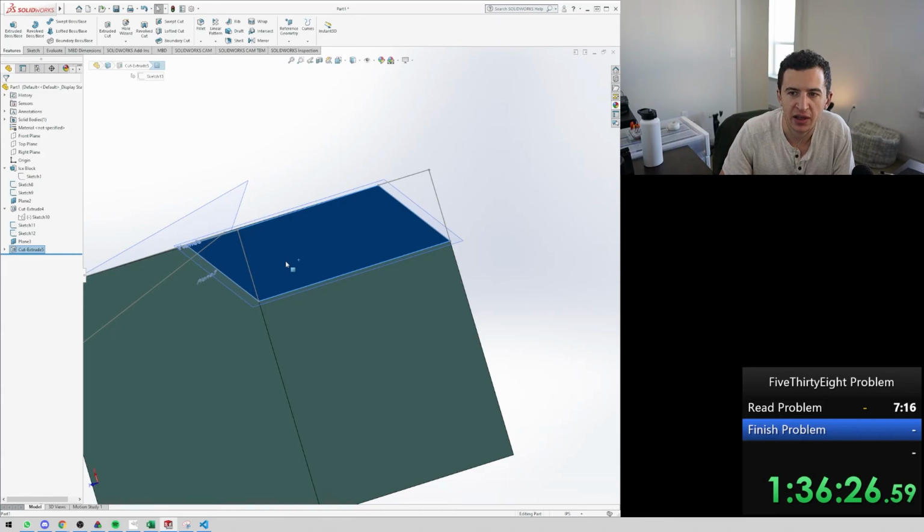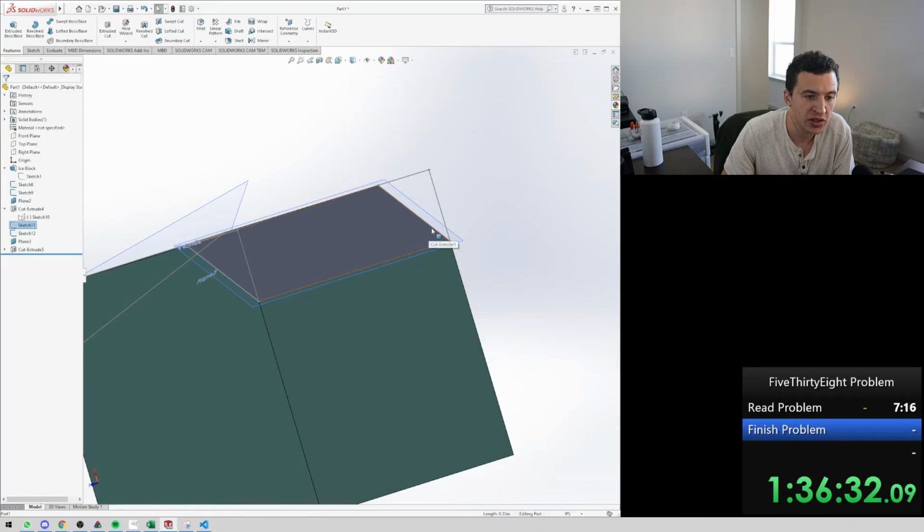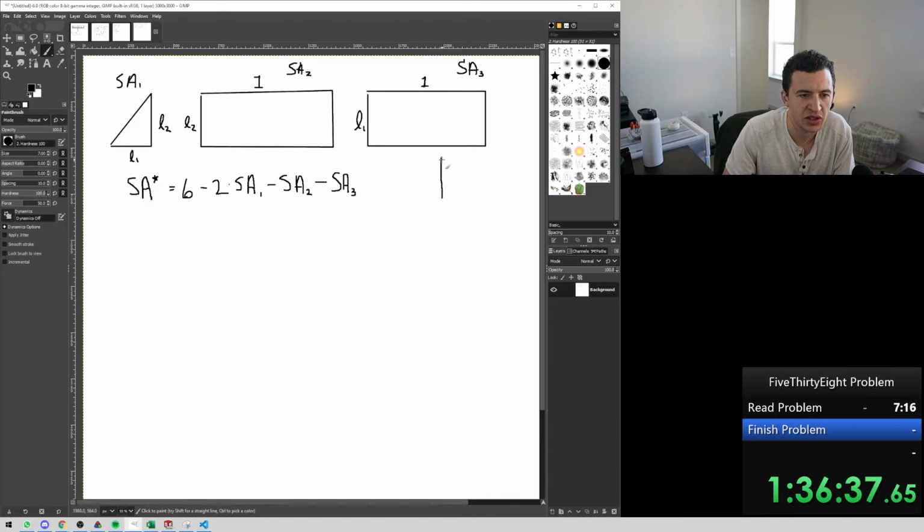And so we define this by the hypotenuse, and then side length of 1. And so again it's just a rectangle. This part here is 1, and then this part here is L3. And then this is going to be SA4. Okay, cool. So we add SA4.